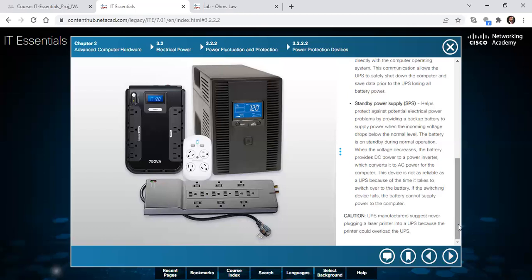So a UPS manufacturer suggests never plugging a laser printer into it. This one I always tell every client: don't buy a UPS and connect an extension box to a UPS and connect your printer on that extension box. It will damage the UPS. Laser printers generally are not plugged on a UPS. That's why they put the caution here. UPS manufacturers suggest never plugging a laser printer into a UPS because the printer could overload the UPS and damage it.